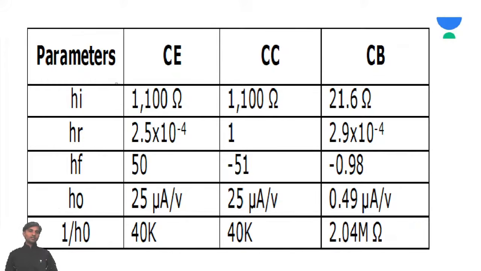Now you can see here. The parameter hi is nothing but the input impedance. I can call this the input impedance. I'll write input impedance. And hr is nothing but the reverse voltage gain.